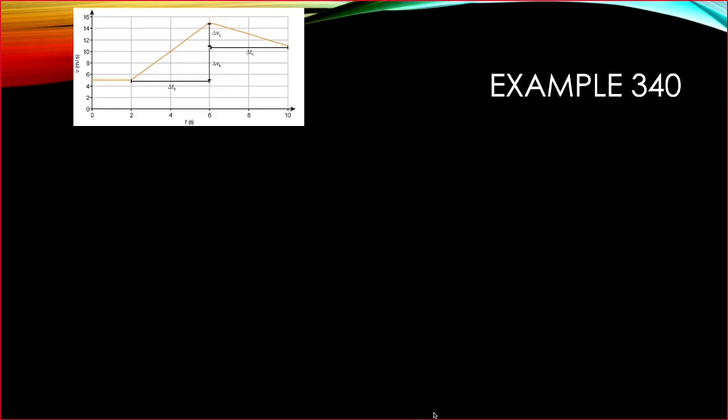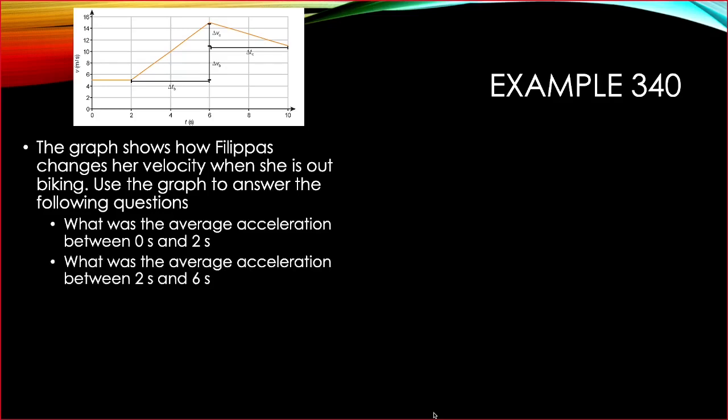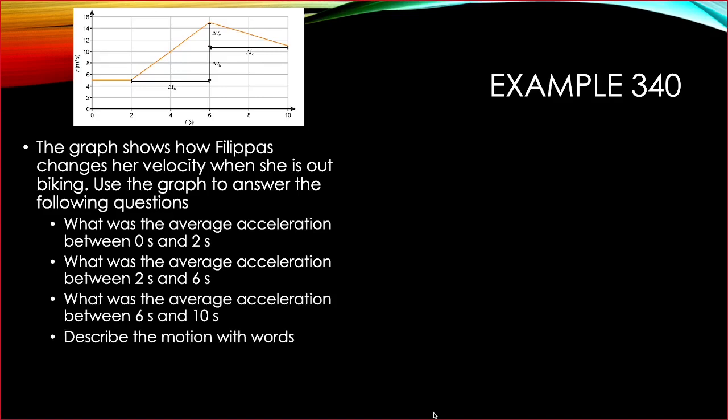Let's do an example. So this graph, it's a VT graph, and it shows how Filippa changes her velocity when she's out biking. Use the graph to answer the following questions. What was the average acceleration between 0 and 2 seconds? What was the average acceleration between 2 and 6 seconds? What was the average acceleration between 6 and 10 seconds? And the last one, describe the motion in words.